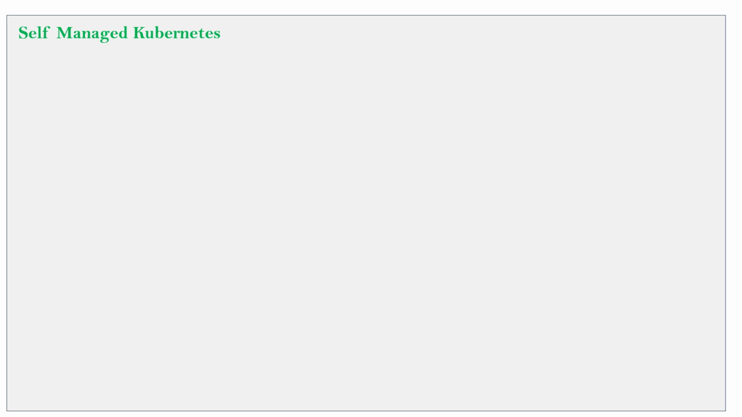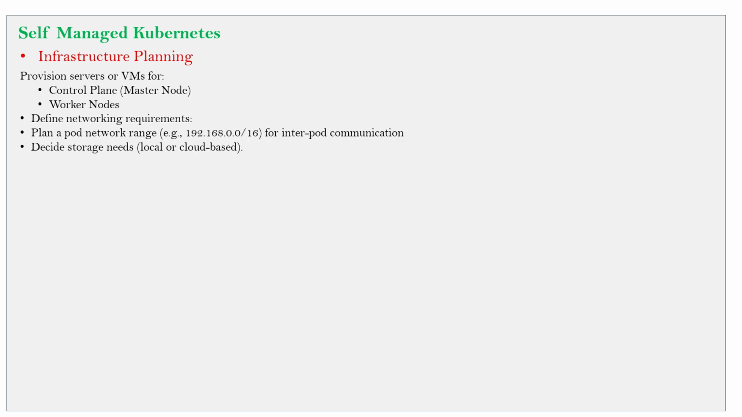Now let us talk about the self-managed Kubernetes cluster. For example, you want your own Kubernetes cluster that you want to set up in your own on-premise environment. So what are the high-level steps that you have to follow? The first thing, you have to plan your infrastructure, provisioning of VMs, or maybe physical machines. How many VMs do you need? You need a control plane, which is a master node. You need high availability for that as well, so you need more than one node for the control plane. You also need nodes for the worker nodes.